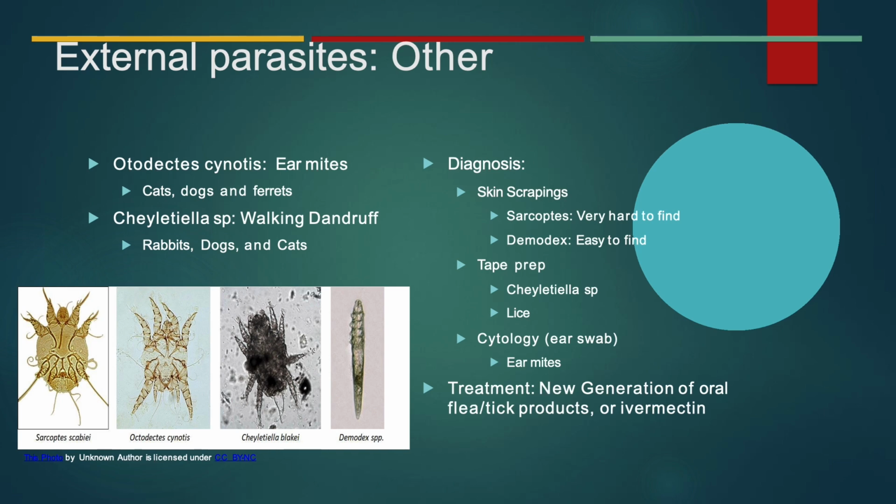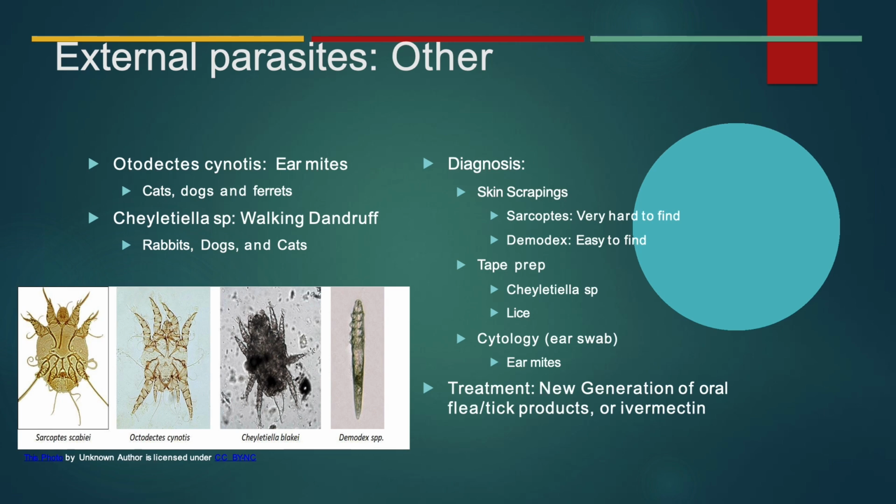The ferrets can get them as well. Cheyletiella, it's a hard one to say. Walking dandruff, we can see that on dogs and cats. Once again, it's more common in pocket pets, so the rabbits, guinea pigs, chinchillas, hamsters, those types of animals. So if I find that on a dog or a cat, I usually turn around and ask, do you have a rabbit in your household, or any of these? And by the way, are they itchy? Because that's usually where they're coming from.